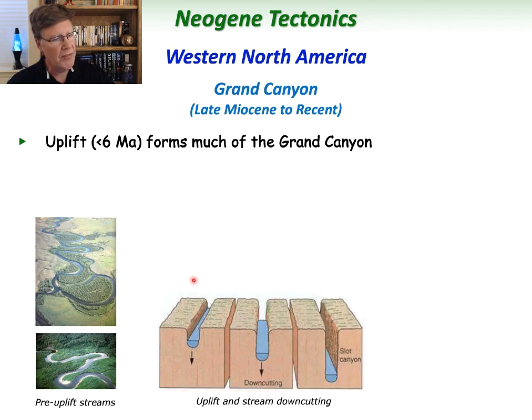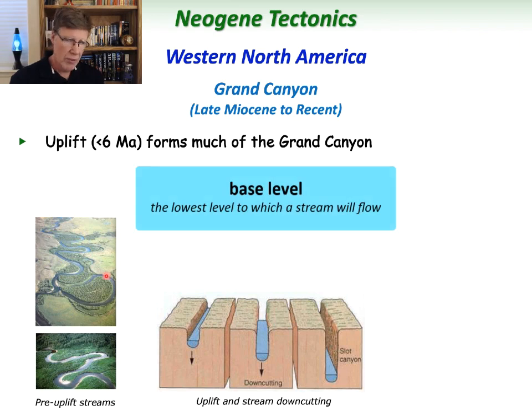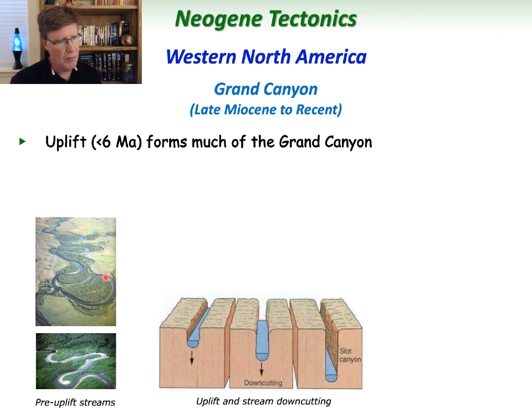And then this uplift event happened, and the stream started cutting down towards the base level. The reason why it's doing this horizontal movement here is it's very close to its base level, which is what a stream wants to get to. The farther it is from its base level, the more it's going to want to cut down. Well, this uplift event happened, and the streams started cutting down right where they were flowing.